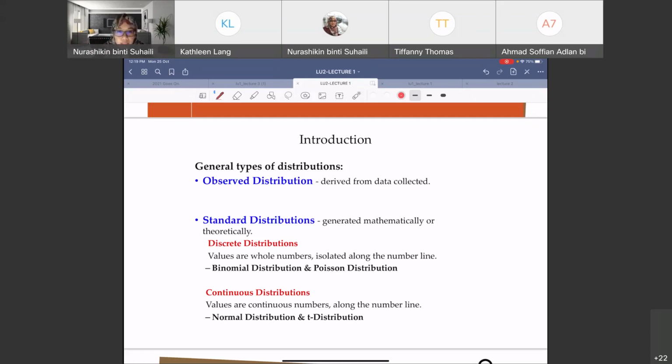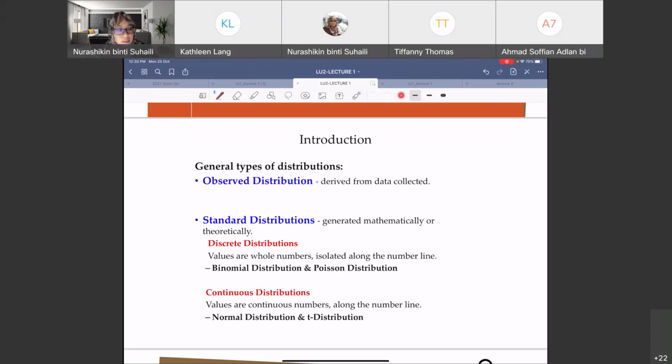There is another type of distribution called standard distribution. Standard distribution is a distribution that is generated mathematically or theoretically. The easiest way to know a standard distribution is that we refer to standard tables a lot. There are so many tables that we refer to in statistics. Whenever you see that it is based on tables, that is an example of standard distribution. Just now, when we talked about observed distribution, from the data that we collected, we don't refer to any table, right?